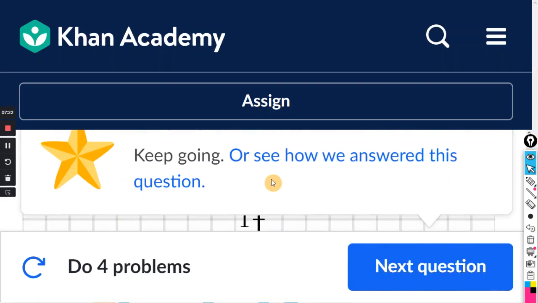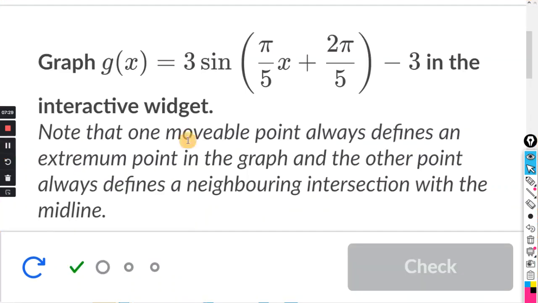Okay, even if you get it correct, you might want to click on how they answered the question, see if they did anything different. Okay, so the instructions are the same for all these problems.